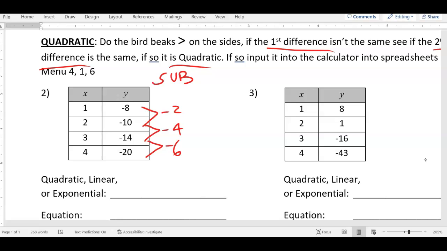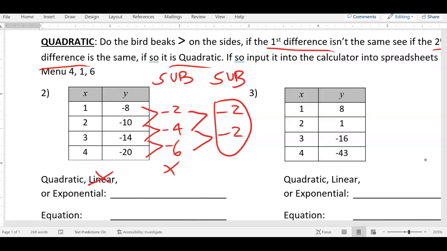Is it the same? No, okay? So it's not linear. Here's what you do. If the first difference is not the same, do another one with those numbers you just got. So we're going to subtract again. Negative 4 minus negative 2 is negative 2. Negative 6 minus negative 4 is negative 2. Now it's the same. When the second subtraction is the same, that's when we have a quadratic function.